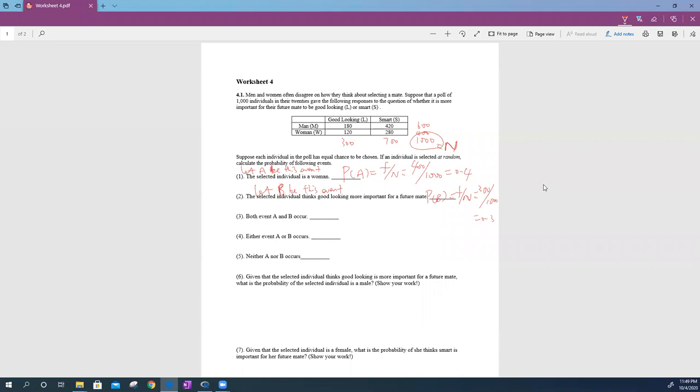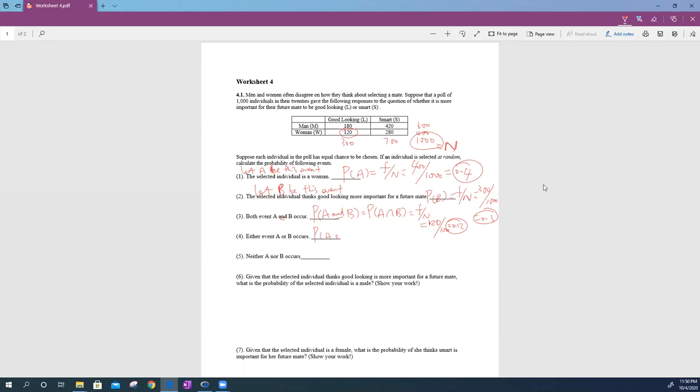Okay, 1 and 2. Both events A and B occur. So that's the probability of A and B, or we say the intersection. So we just need to find the corresponding F and N. N is still the grand total. What's the F? Both A and B. So must be a female, and also thinks good looking is more important. Female, good looking, so we have 120. That's the F over 1,000. So that gives us 0.12. That's both A and B.